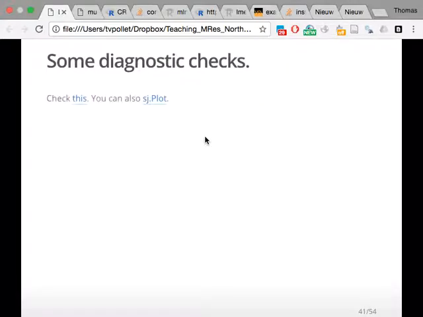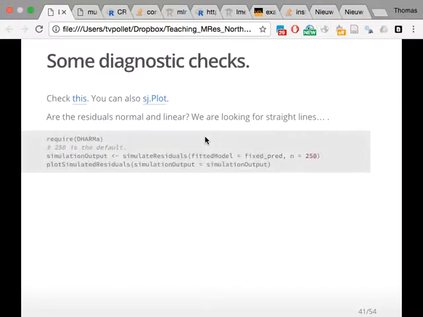So you can do some diagnostic checks, and I can also show you how to do it in sjPlot. sjPlot doesn't always play nice with some other packages, so that's why it's not in this presentation, but I'll show you in a bit. Mostly we care about whether residuals are normal and linear, and we're looking for straight lines here. I used a different package, which is DHARMa, and it does something really nice: it simulates all your residuals and does all sorts of fancy things. But we can then see what it looks like.